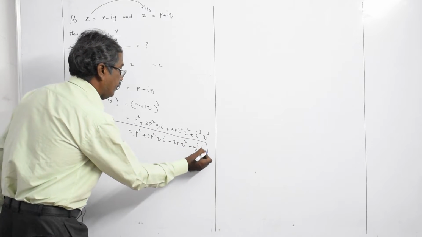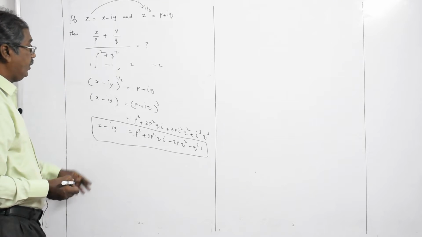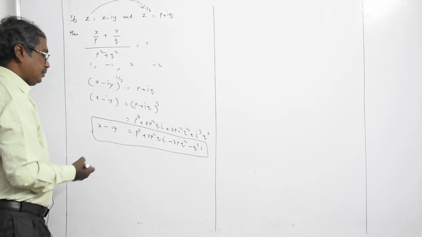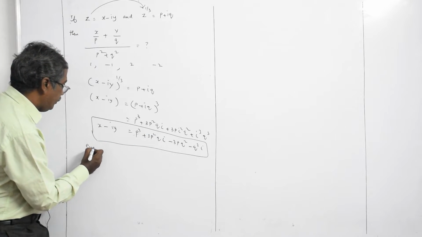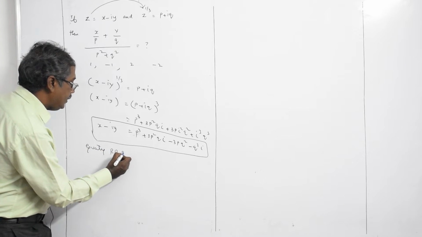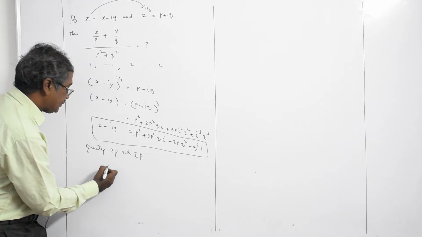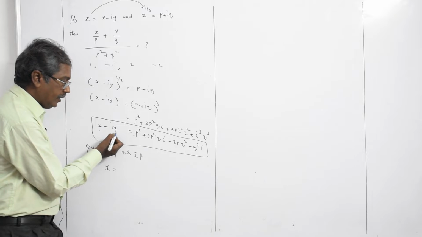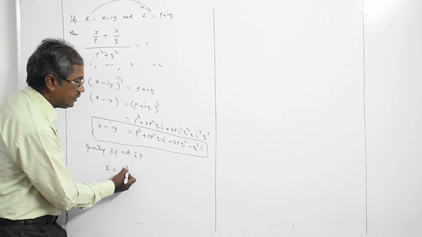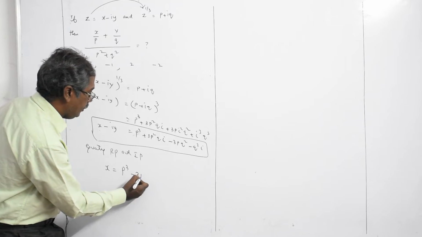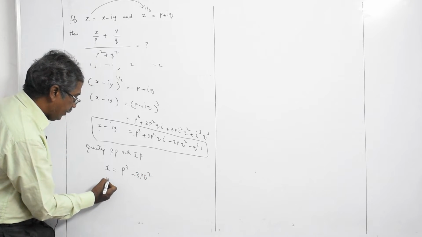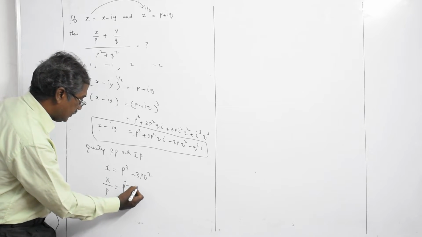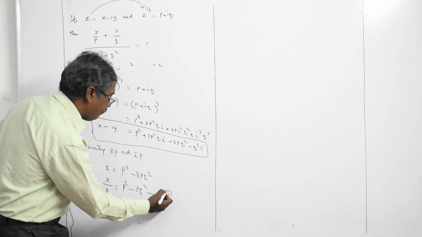So this is the important step here. We need to find the values of x and y, and from this you need to bring this entire equation into this pattern. How is it possible? Equating the real part and imaginary part. Now x equal to, what is the real part here? This is the real part and this is the imaginary part. The real part here is p cube, and one more real part here, minus 3pq square. Now divide by p here, x by p is equal to p square minus 3q square. Let this be the first equation.